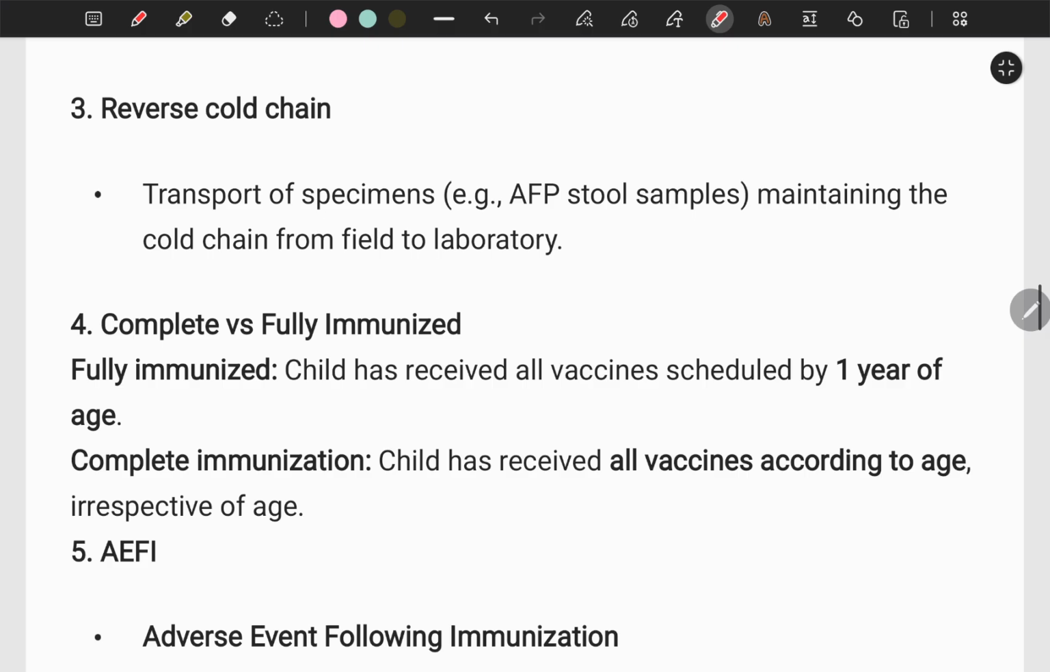Fully immunized is when a child has received all vaccines scheduled by 1 year of age. And complete immunization is when a child has received all vaccines according to age, irrespective of age. Like if a child is, for example, 16 to 24 months, whatever vaccines are to be given at that duration, the child has received it, then he or she is completely immunized. Fully immunized: the child is 1 year old, he or she has received all the vaccines of 9 months, 10 weeks, 14 weeks, etc. Okay.